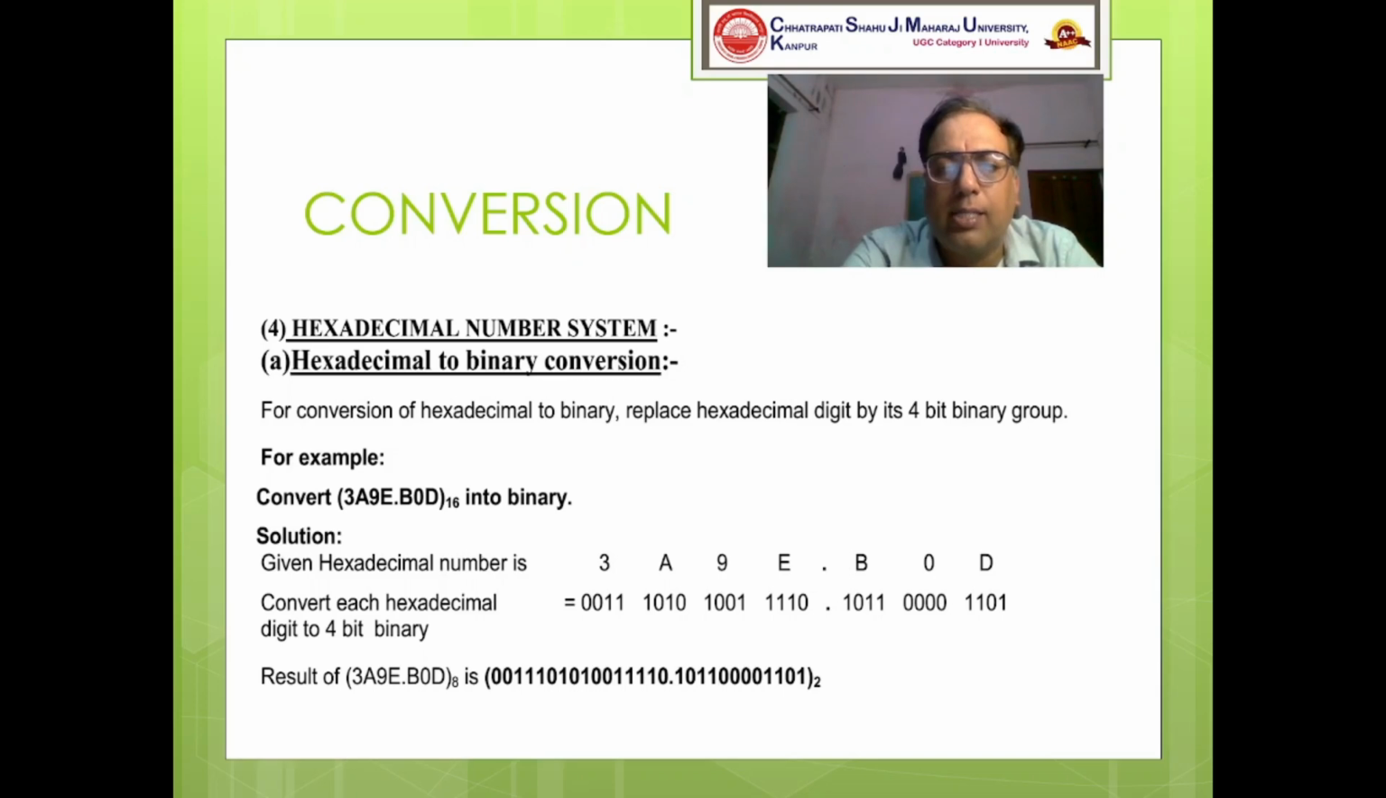Now, E has a 4-bit binary equivalent of 1110, 9 is 1001, A is 1010, and 3 is 0011. And similarly, B can be written as 1011, 0 can be written as four zeros, D can be written as 1101. Now combine all of this, which will give you the binary conversion of the particular hexadecimal number.